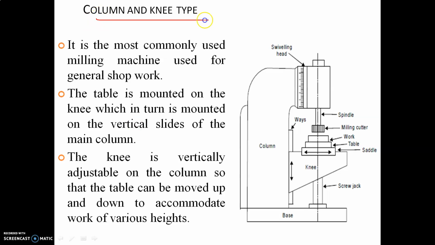The column and knee type milling machine is one of the oldest and most popular milling machines. It is the most commonly used milling machine in general workshops. The table is mounted on the knee, which is mounted on the vertical slides of the main column. The knee is vertically adjustable, so the table can be moved up and down to accommodate various heights. This is called the knee. The knee can be moved up and down, so the workpiece can also be moved up and down, because the workpiece is placed above the table.